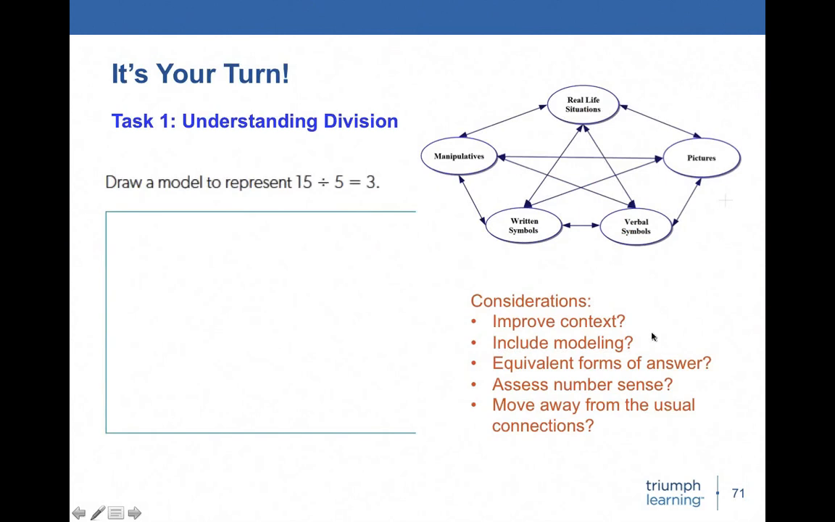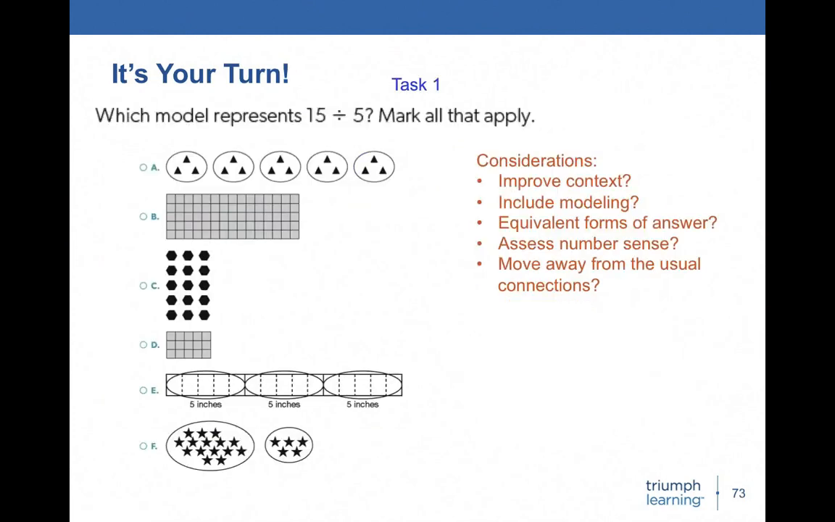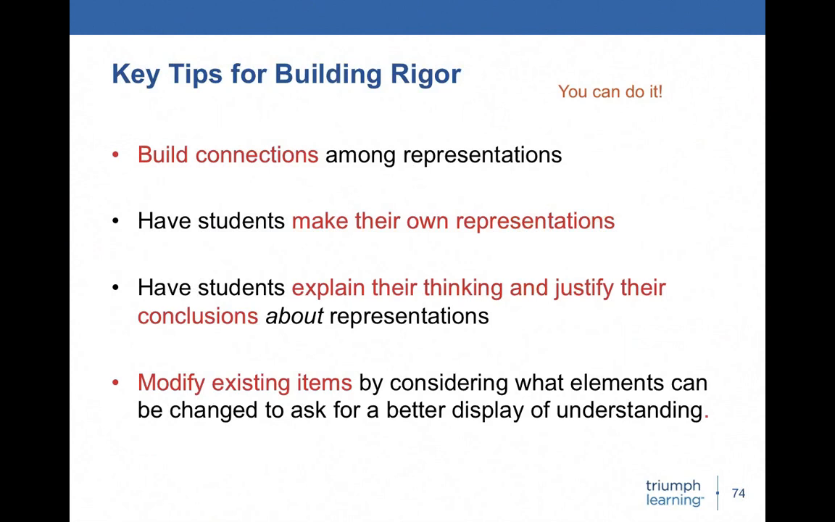Think about ways you can improve the context. You can include modeling, look at equivalent forms, assess the number sense, or move away from the usual connections. Again, I wouldn't try and do too much with this, but just think about one way that you can improve this particular problem. We'll come back and look at one possible solution, and then we'll talk about some other things and have time for questions. Please, if you have questions, send them in, and I'll be looking them over.